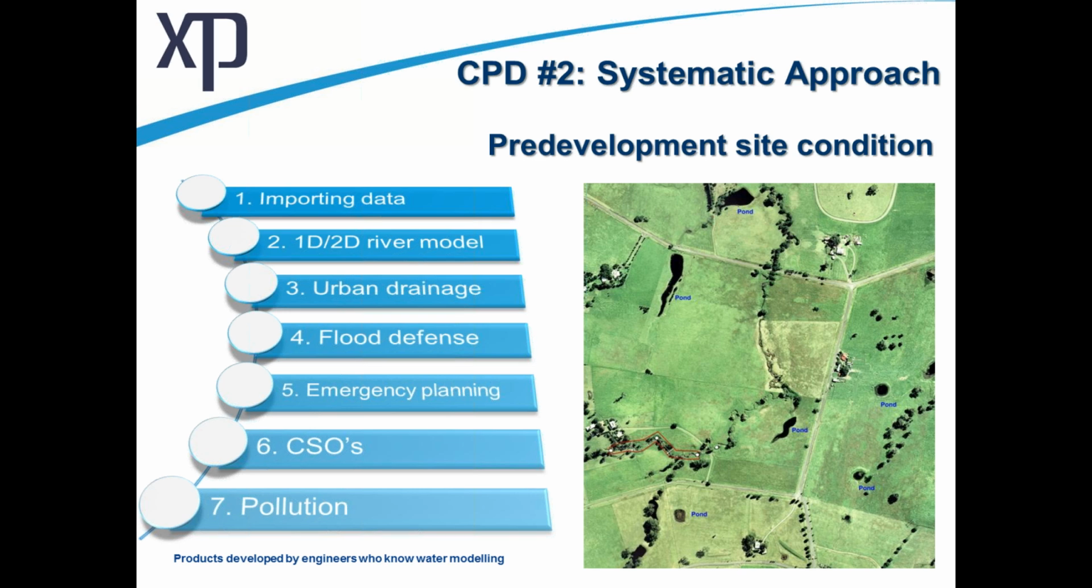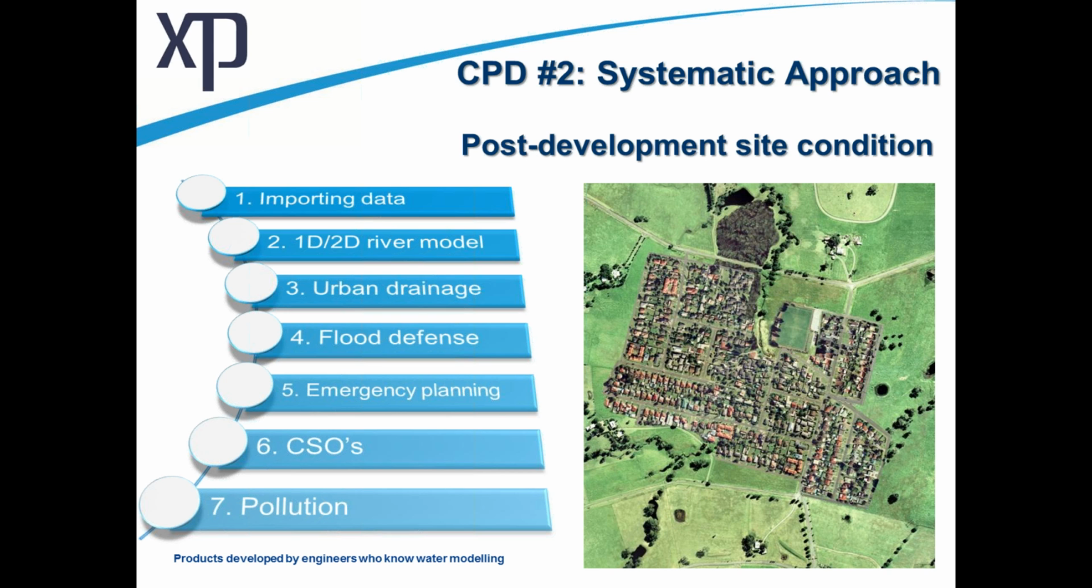Samer is going to start by modelling a river and then setting up the pre-development condition, so the natural catchment condition for this particular area. And then after that, Samer is going to set up a second scenario, and that is to model the post-development condition.